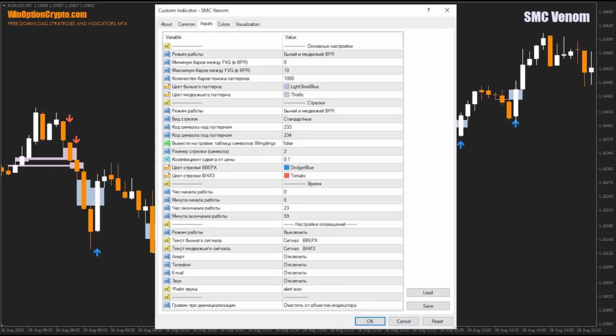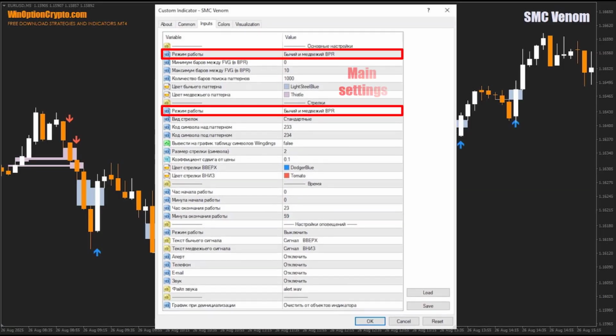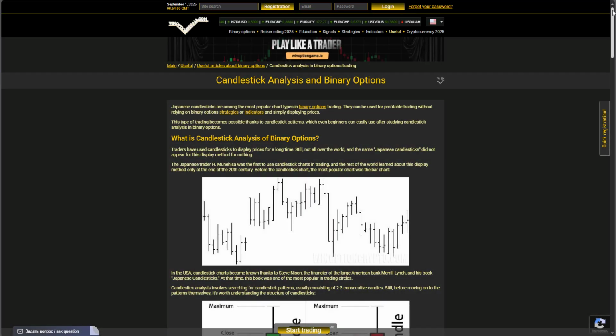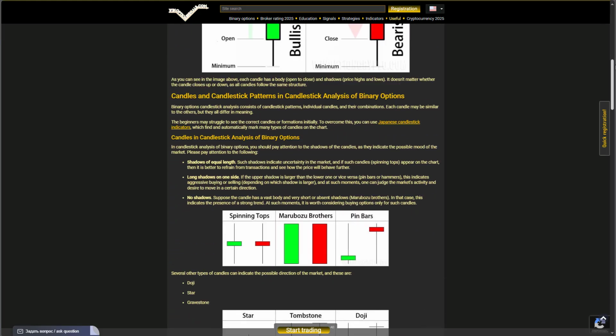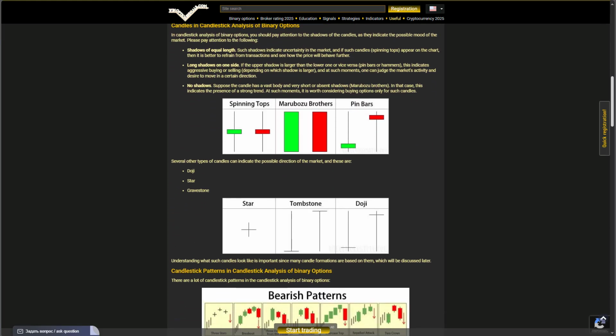The system offers numerous settings, but the key one is selecting the operating mode. The remaining parameters are intuitive and easy to customize to suit the selected asset and your trading style. If you want to learn more about candlestick patterns and how to correctly apply them in binary options trading, we recommend the article Candlestick Analysis and Binary Options. It contains useful materials that will help you better understand the techniques and hone your skills.